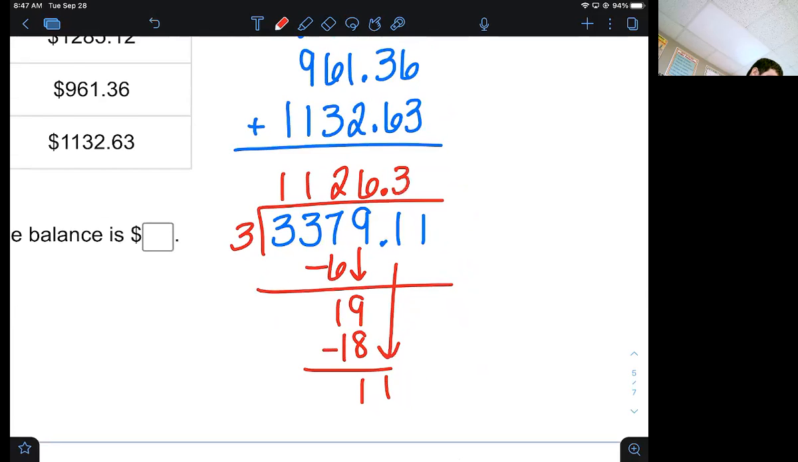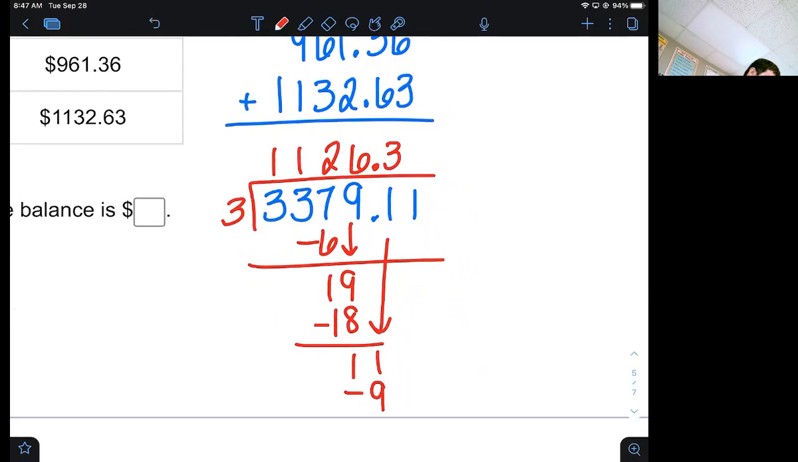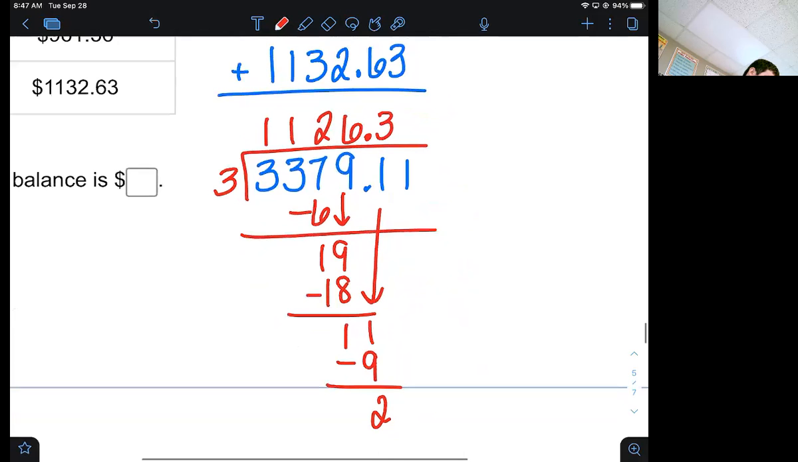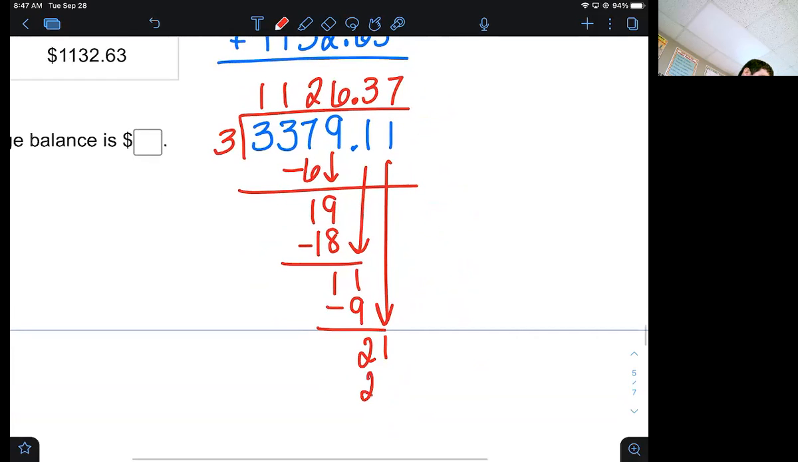3 goes into 11 how many times? 3. What is 3 times 3? All right. Okay, that's a remainder of 2. And then drop down the last digit. And how many times does 3 go into 21? And that's exactly 21. So that's going to give us a remainder of 0. Just like we said, it's going to go in evenly.